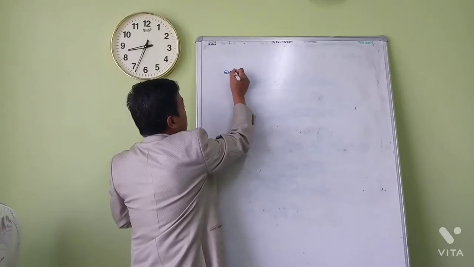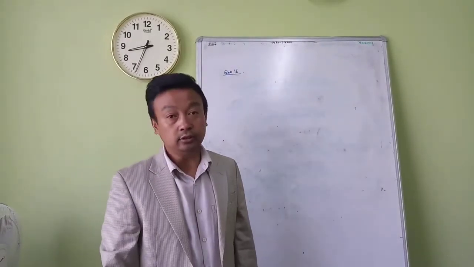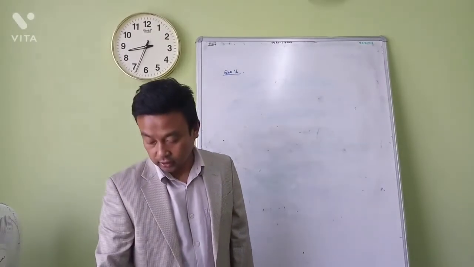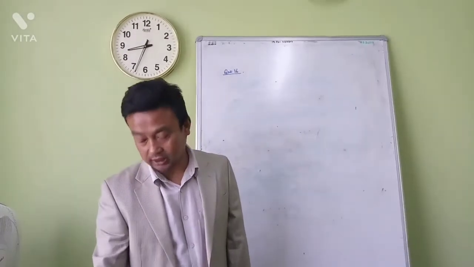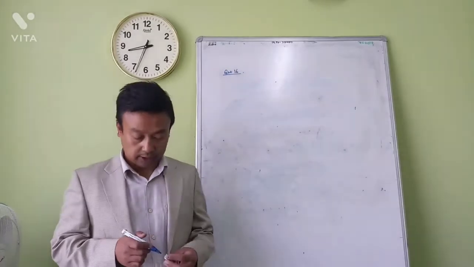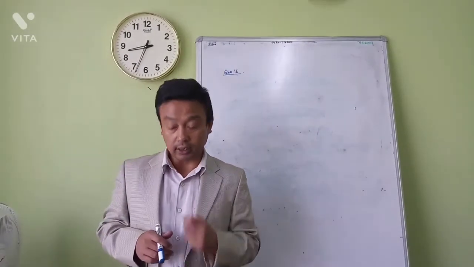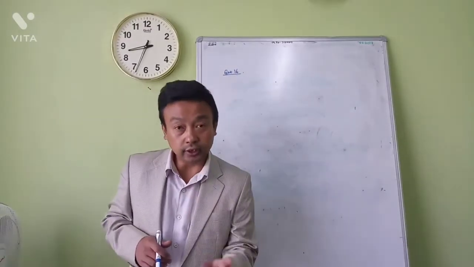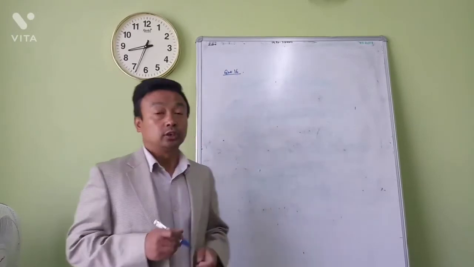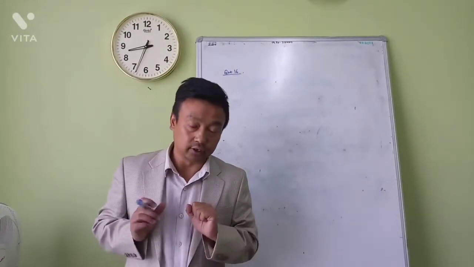Question number 16. The difference between two positive numbers is 5. And the sum of their squares is 73. Find the product of these numbers. So now here, the first sentence of the question is the given part. What are the things given to you? The difference between two positive numbers is 5. Suppose you take the two positive numbers to be x and y, for example.